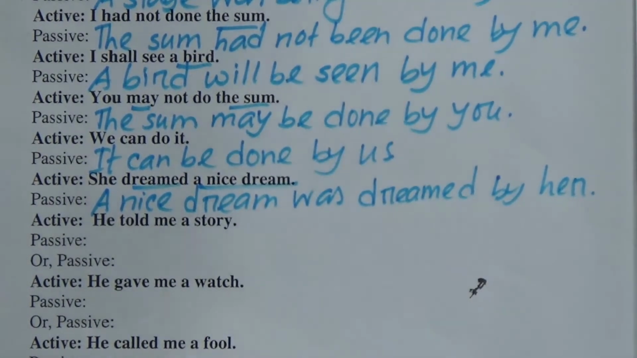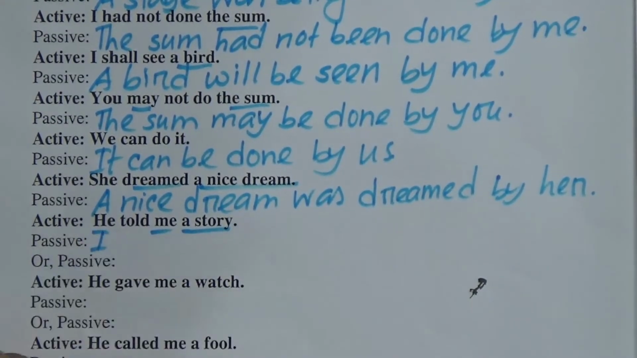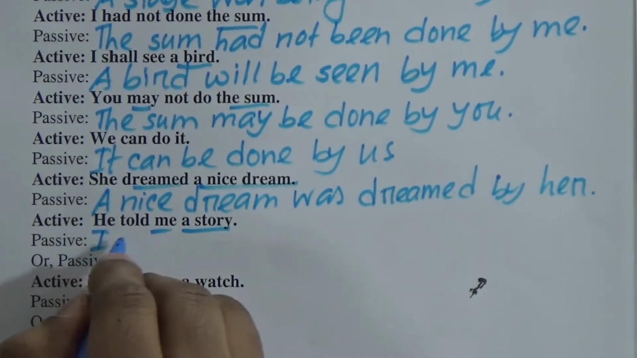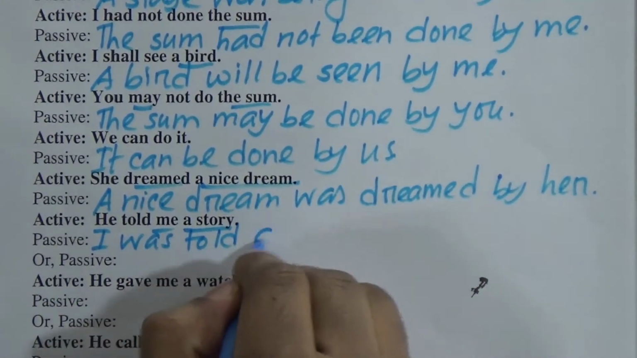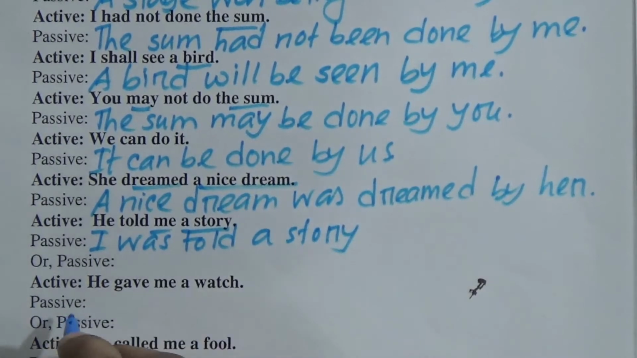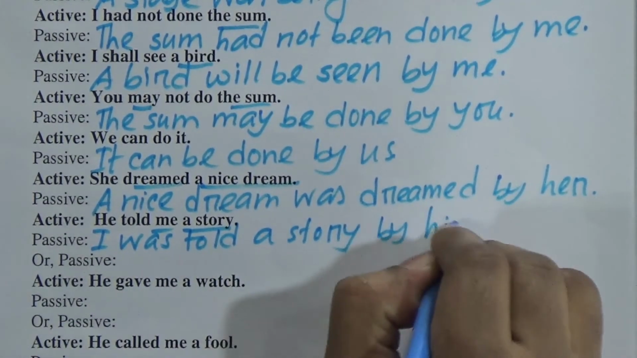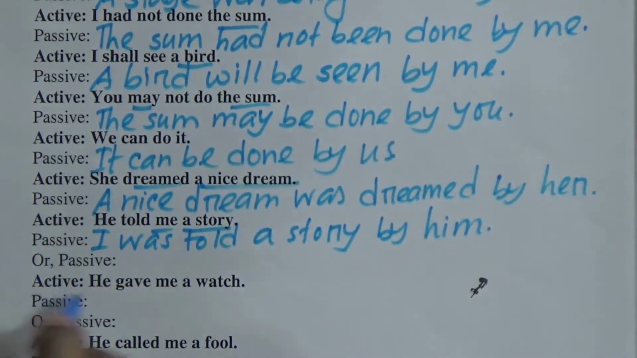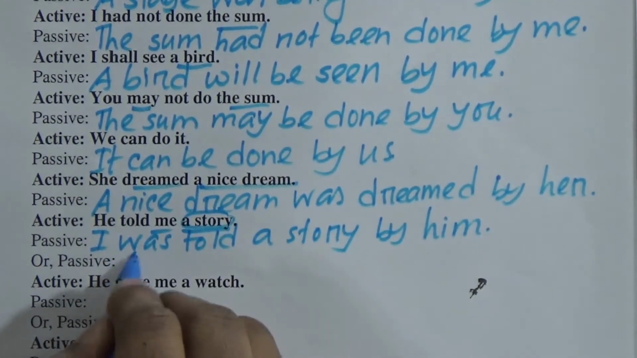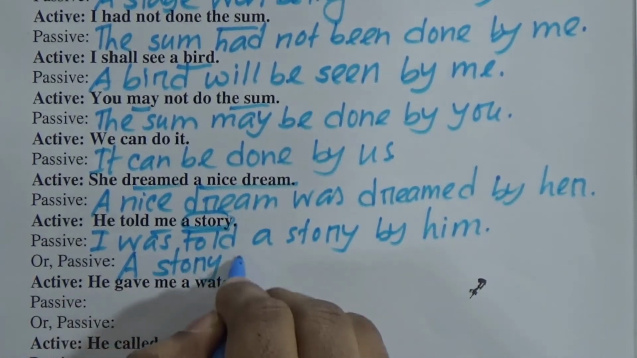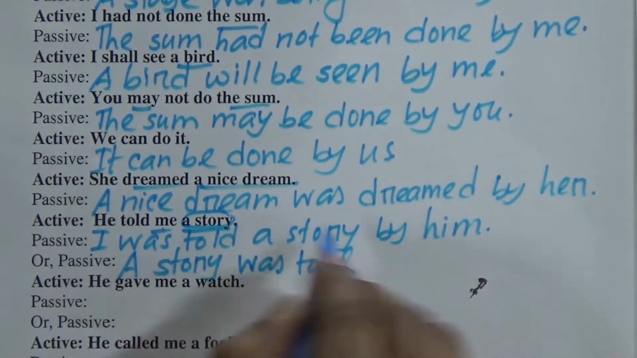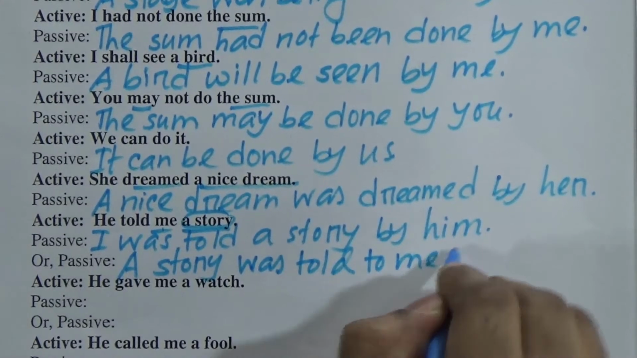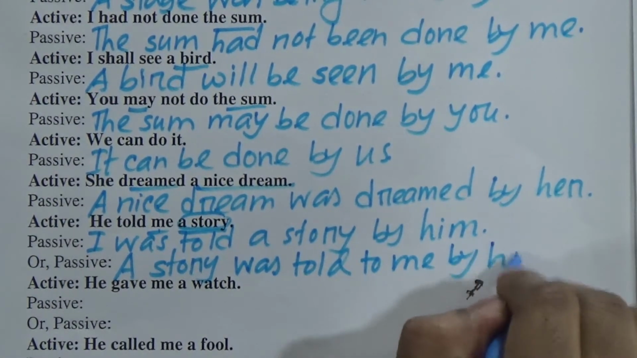He told me a story. We can change it in two ways. Here we find two objects, me and a story. We always take the first object. Me will be I in the subjective form. Told is past indefinite tense, so we have to use was, and then the past participle of the main verb. I was told. A story will be retained as a written object, by he will be him in the objective form. In the passive form, we can also take the second object, a story, again was, past participle of main verb told, and before the indirect object we have to add to or for. So a story was told to me by him.